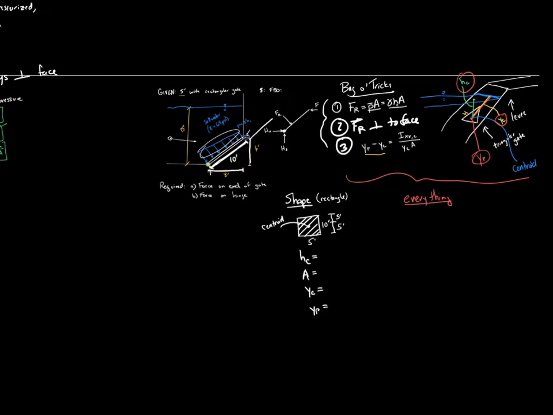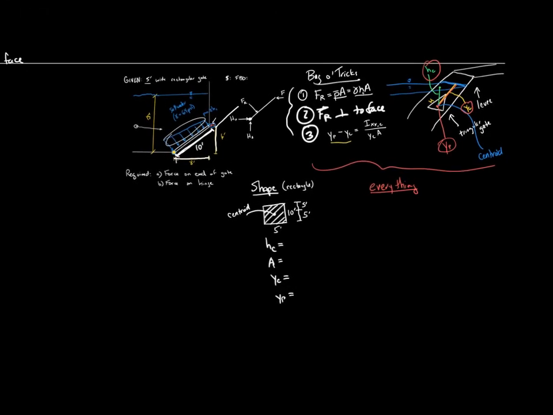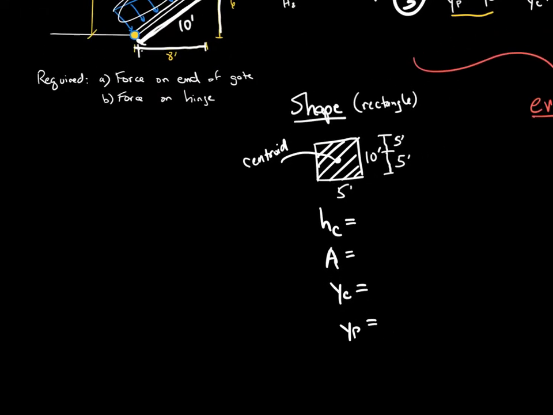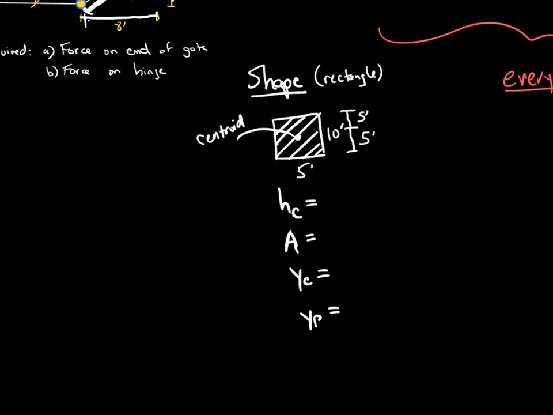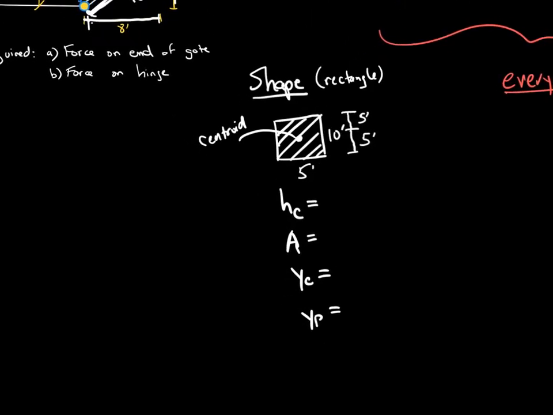So, if I gave you an unusual shape, they're not all going to be rectangles, although rectangles are pretty common. Okay, so the area of a rectangle is base times height, BH. So that's going to be 5 feet by 10 feet equals 50 feet squared.